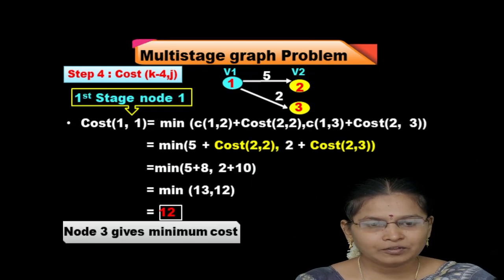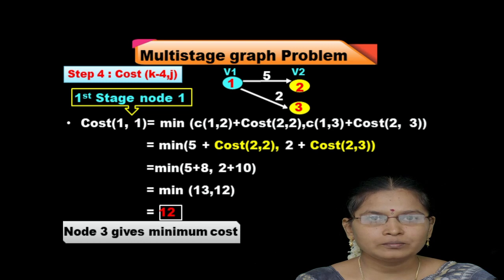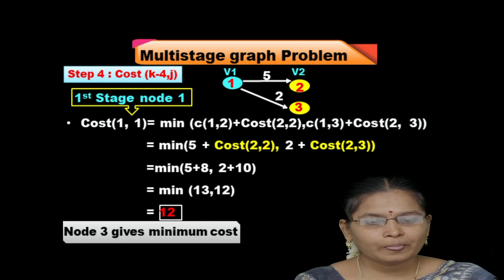Finally, we find the cost of 1, 1. So, cost of 1, 1 equal to min of C of 1, 2 plus cost of 2, 2, C of 1, 3 plus cost of 2, 3. So, finally, we get the min value as min of 13, 12. So, the final minimum value is 12. For the cost of 1, 1, the node 3 gives the minimum cost value.